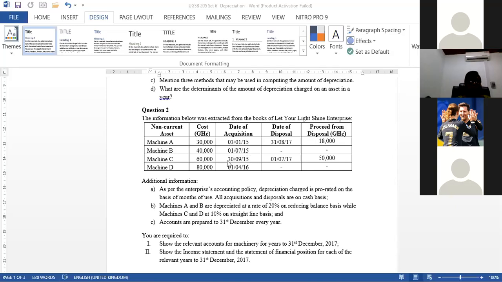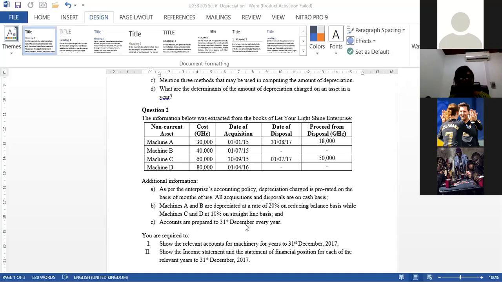When was machine B bought? January. Are you sure? First July. July. Good. Now look at when they say accounts are prepared. They say accounts are prepared to which date? 31st December, every year.